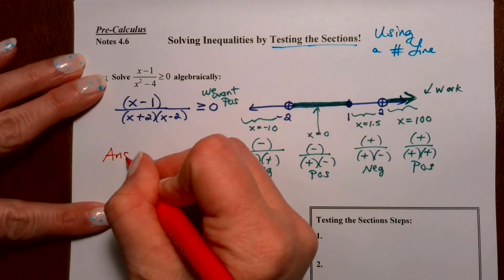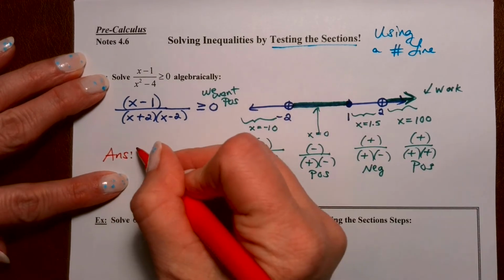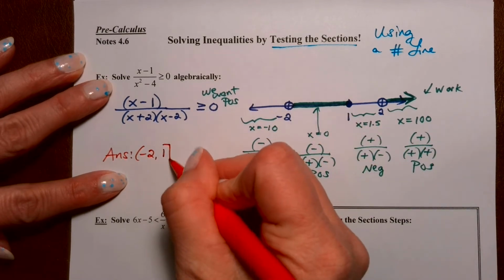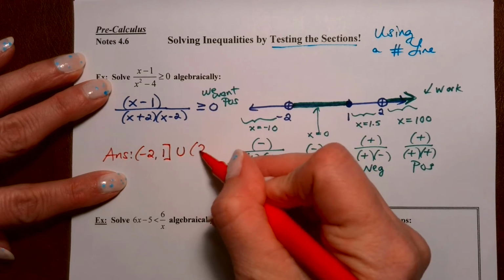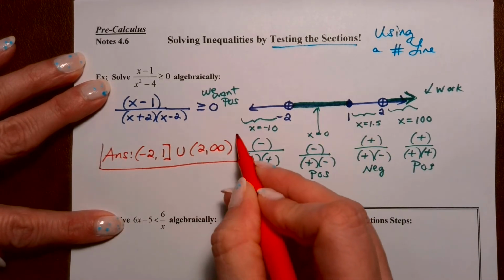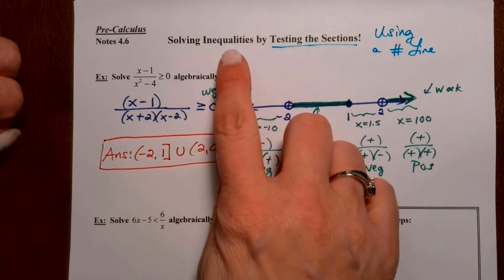Now we have to officially say our answer, and I know a lot of people like using interval notation. This first interval right here starts with parentheses -2 and goes to the value 1 with a bracket. Don't forget your union. Then from parentheses 2 to infinity. Infinities always get the parentheses. That's how you solve inequalities.